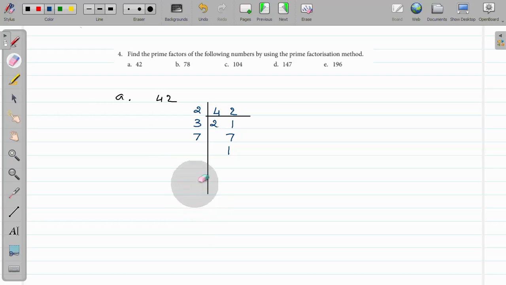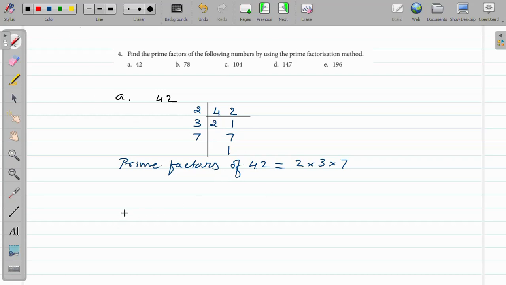And then we will write. So this is the final answer for us. We will write prime factors of 42 is equal to 2 into 3 into 7. There, in the tree method, we used to draw the branches. Here we will write it in the division column.